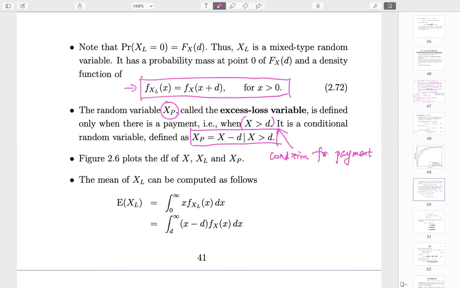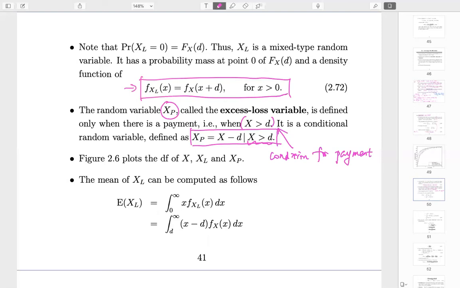So as long as the size of the loss is bigger than the deductible, the insurance company will need to pay the difference between the loss and the deductible, that is X minus D. So that's why, when we define the payment, the amount paid in a payment event, we need to add this condition. And since we add this condition, there's no need to put the positive part anymore, right?